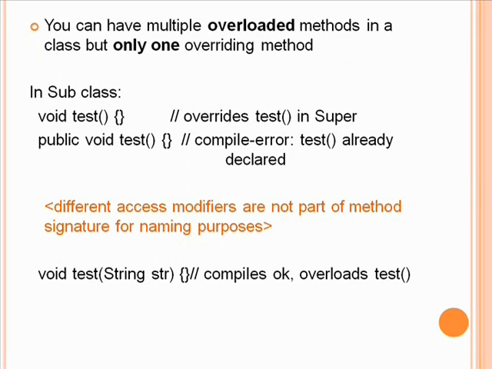You can have multiple overloaded methods in a class but only one overriding method. In the subclass, the first one overrides the test method in super, but the second overriding is invalid because we already have an overridden version of the test method. Different access modifiers are not part of the method signature for naming purposes.